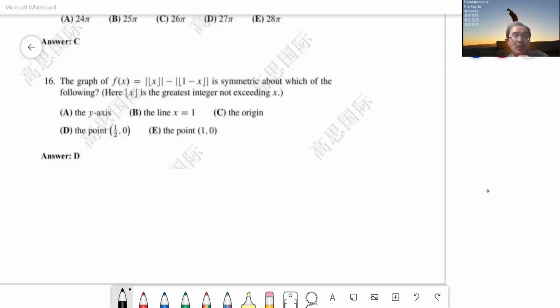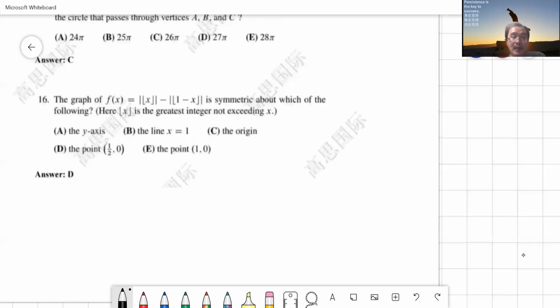Question number 16. The graph of function y equals the absolute value of, yep, so you know this sign, x with these two signs, that's called flooring. So what does flooring mean? Flooring of x is the greatest integer not exceeding x, right? So the outside is absolute value, minus absolute value of 1 minus x, then do the flooring. Is symmetric about which of the following? Right. So we need to know this. What is flooring first?